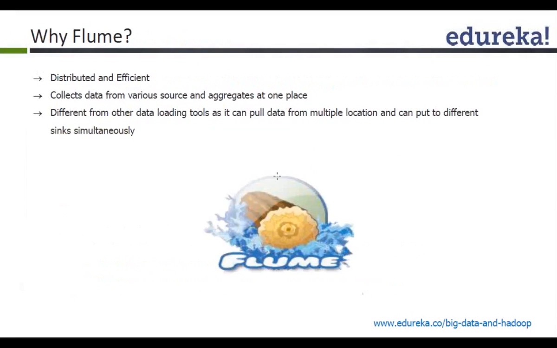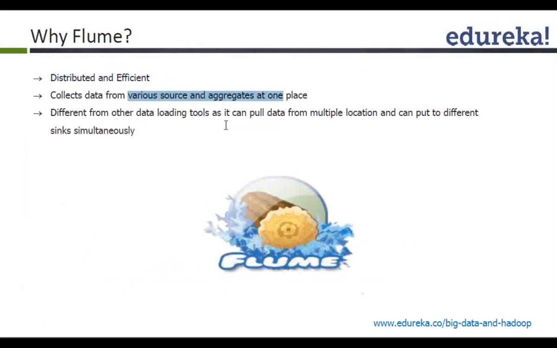Now let's look at the second layer that we have, called Flume. You are going to use Sqoop to only move that particular file. So you saw what Sqoop is. It is simply an import-export tool. Now you have Flume. So what is Flume? It's an import-export tool for semi-structured data. Why is Flume there? Because it's distributed and efficient. It collects data from various sources and aggregates it into one place.